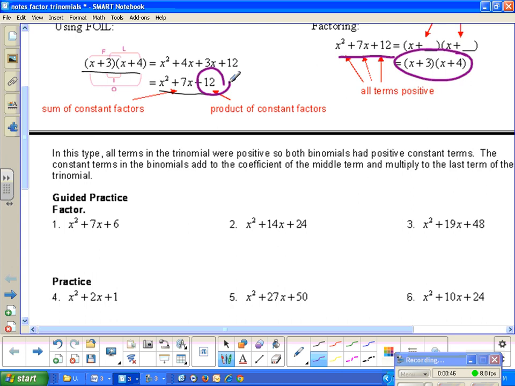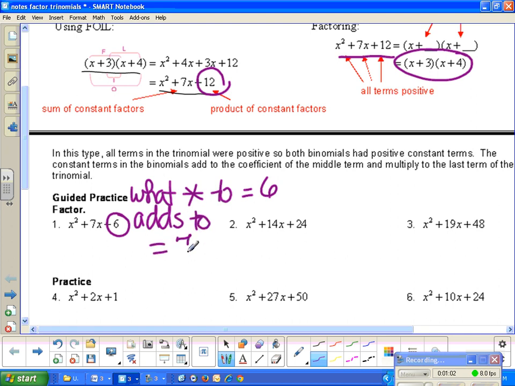So when we look at these examples, we're going to look at the last term. Ask the question, what multiplies to equal 6 and adds to equal 7? There's only one choice, 6 and 1. We have two sets of parentheses. X times x is always x squared, plus 1 plus 6. You can always double check. 1 times 6 is 6, 1 plus 6 is 7. So you know it's correct. Or you can use the whole method and get back to the answer.